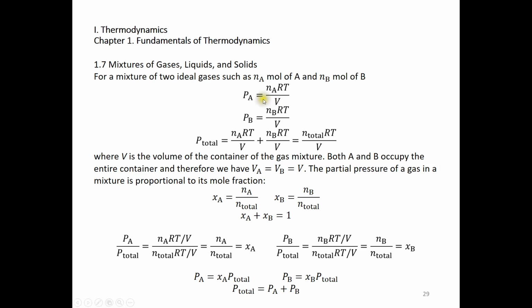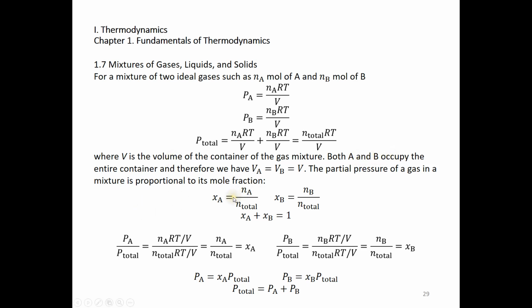P sub A is equal to N sub A times RT over V. P sub A is the partial pressure of A, N sub A is the number of moles of A. We have the same equation for B. And then we can calculate the total pressure. P total is simply P sub A plus P sub B. Therefore, it's actually N sub total times RT over V. N sub total is the sum of N sub A and N sub B. Note that A and B share the same container, they have the same volume, and also they have the same temperature.